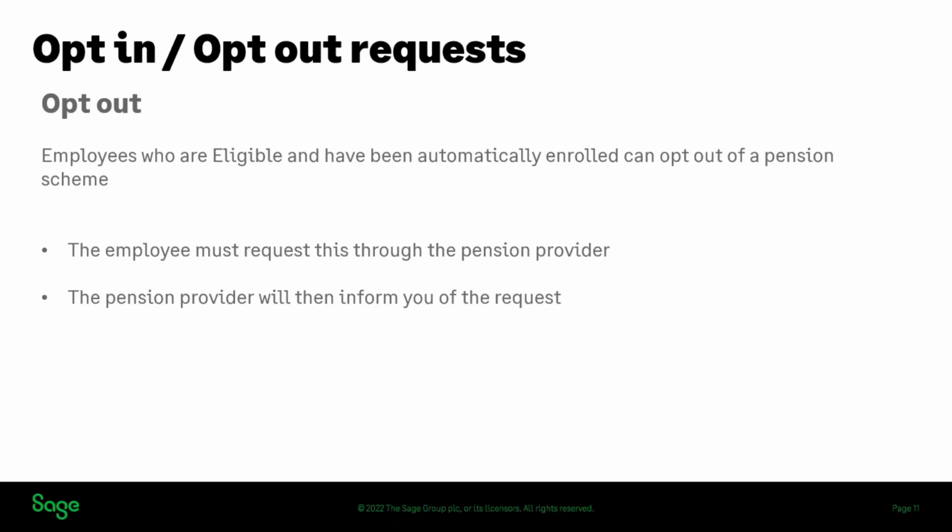The reason we won't be demoing opting in is it's the exact same process as we just went through in terms of assigning a pension scheme. So it's an identical process, and we've already shown you. So we'll go through and demo the opt-out request on a manual basis.